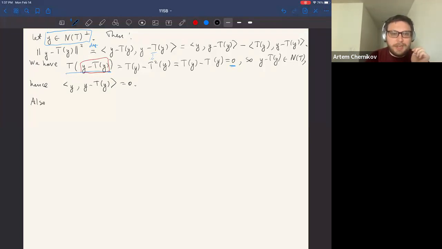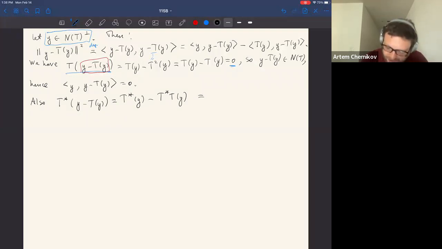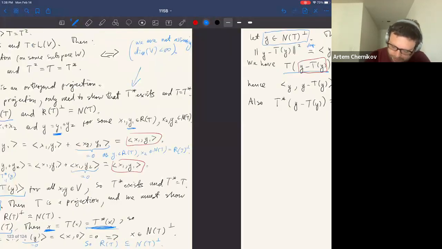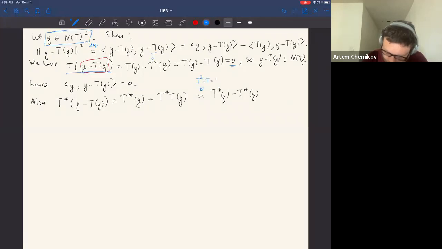And also, we have another calculation, so we can look at T star of y minus T of y. So what do we get here? Well, basically the same thing, right? We have T star of y minus T star T of y. Here I'm just using linearity of the adjoint. But by the assumption, this is the same as T star of y minus T star of y, because we're assuming, what is our global assumption? That T squared equals T star. So using this, we get down to this, which is again 0. So this is 0 as well.